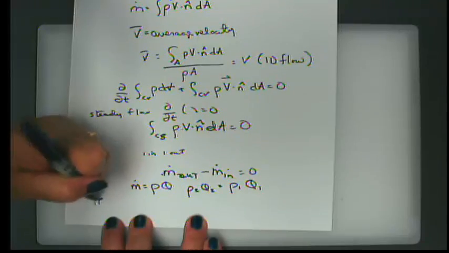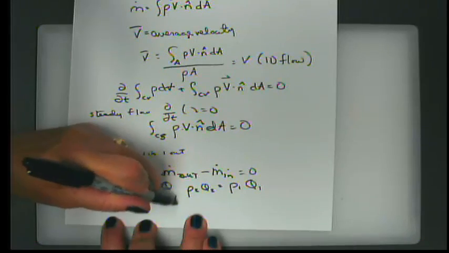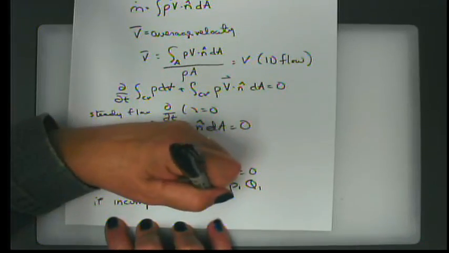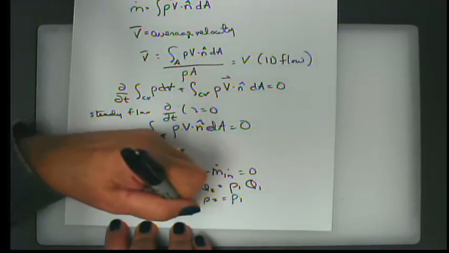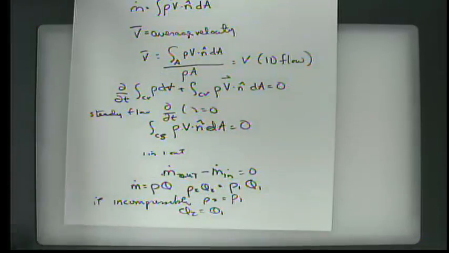And then if the fluid is incompressible, that means that rho 2 is equal to rho 1, and therefore Q2 is equal to Q1. Or volumetric flow rates are also conserved only in the case that the fluid is incompressible. If the fluid's compressible, we have to take into account the density because in general, volume and volumetric flow rate is not conserved.